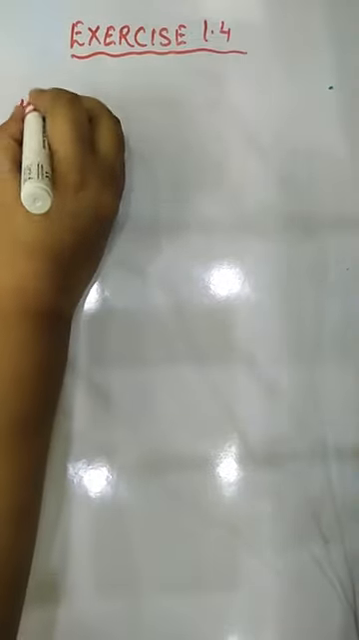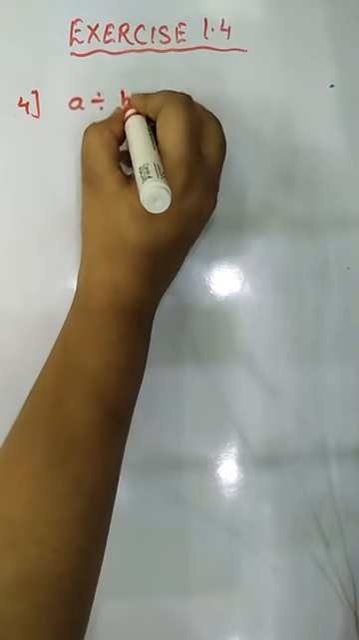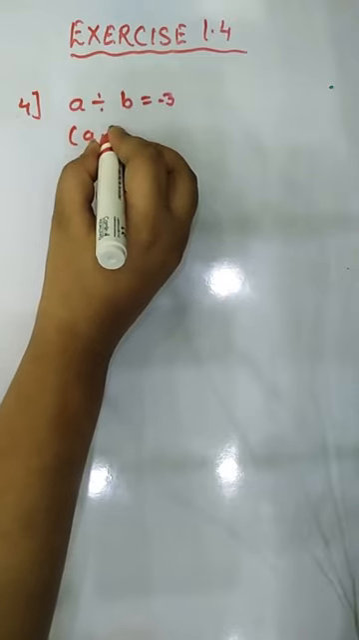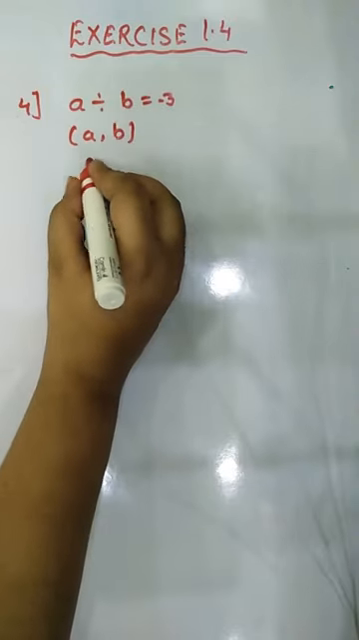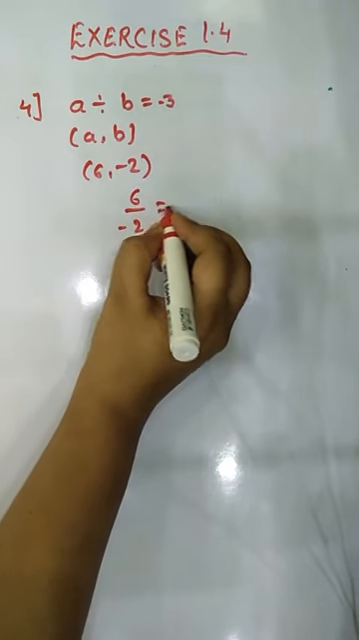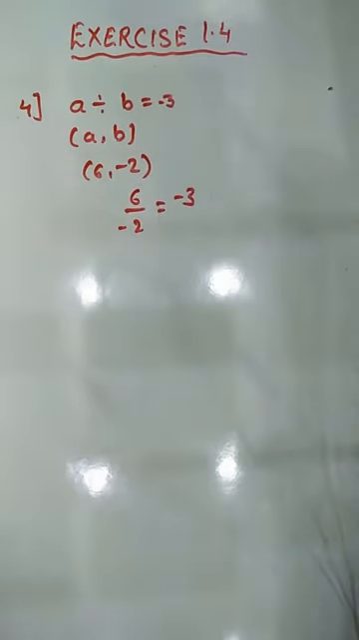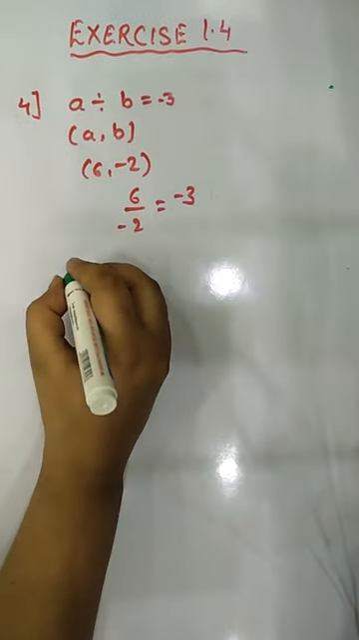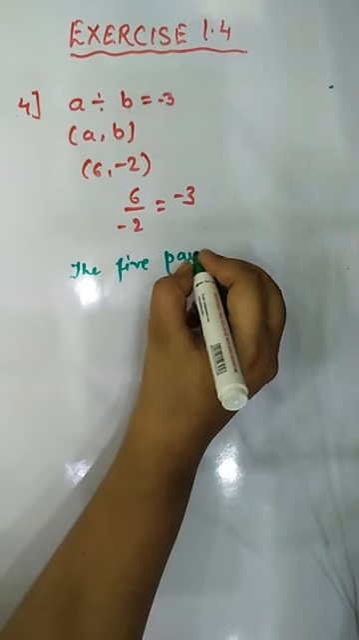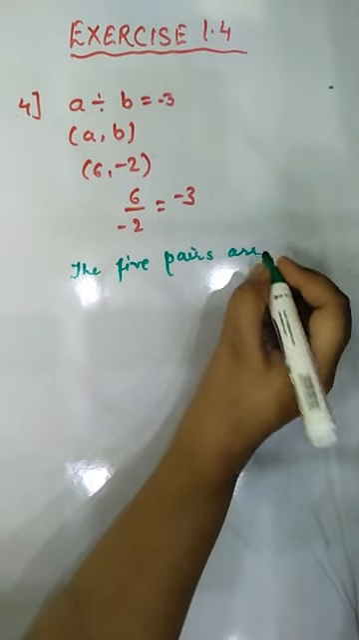Now in question number 4, write 5 pairs A, B such that A divided by B is -3. It is given A divided by B should be -3 and you have to write the pair, and one example they have given like 6, -2. So if you divide 6 by -2, the answer will be -3. Like this you have to write 5 pairs. You can write your own 5 pairs, I am writing mine.